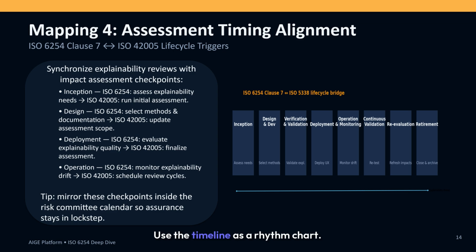Use the timeline as a rhythm chart. At inception, run both the explainability needs analysis and the initial impact assessment. During design, update both. Before deployment, evaluate explainability quality while finalizing the assessment.